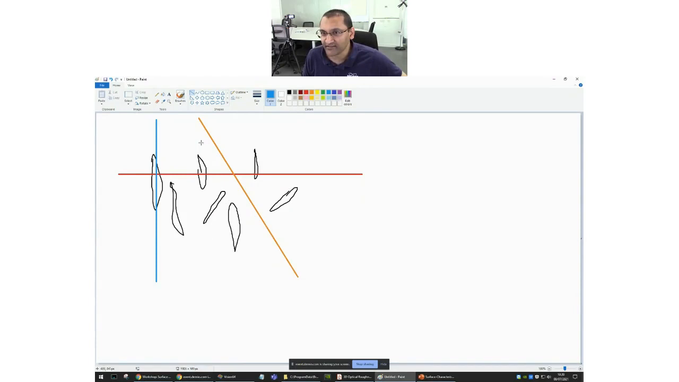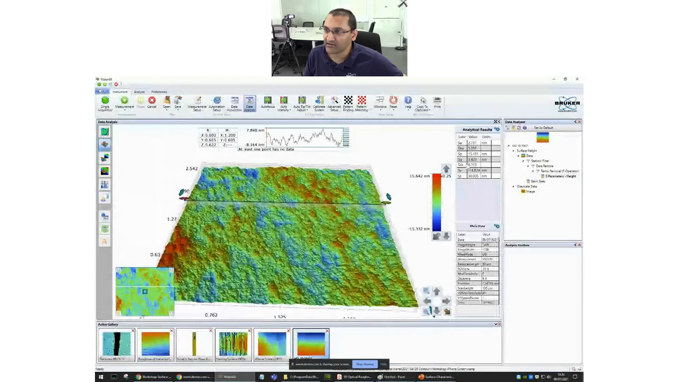So it depends on the surface. If you have a homogeneous surface, then yeah, it works. But in a surface like this, where you have features in different directions, the Ra value is very different. For this reason, we actually like to quote Sa, which takes into account the surface roughness in both directions, in X and Y. And so it doesn't matter about the rotation of the sample.